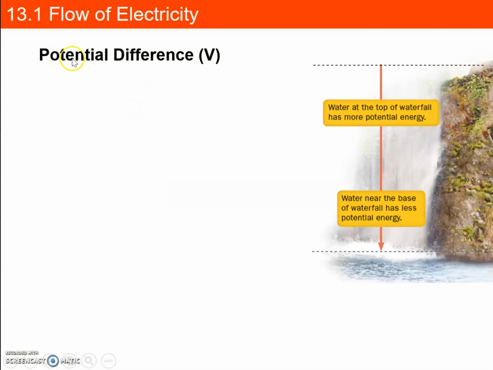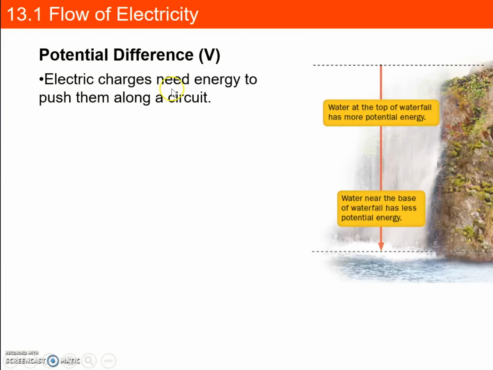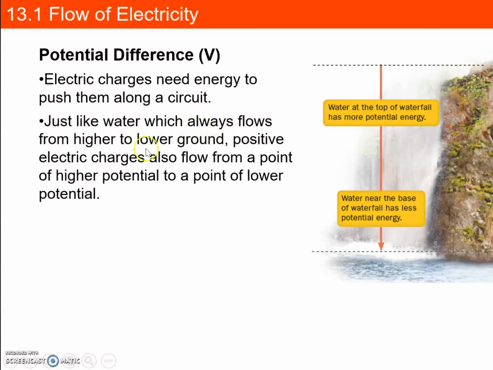Next section, we are going to look at this new term, potential difference, represented by the symbol capital letter V. Just now, under electric circuit, we said that one of the four main components is your battery, which is a source of electromotive force or EMF that drives the electric charge around the circuit. So we know that electric charges need energy to push them along a circuit. And just like water, which always flows from higher to lower ground, positive electric charges also flow from a point of higher potential to a point of lower potential.